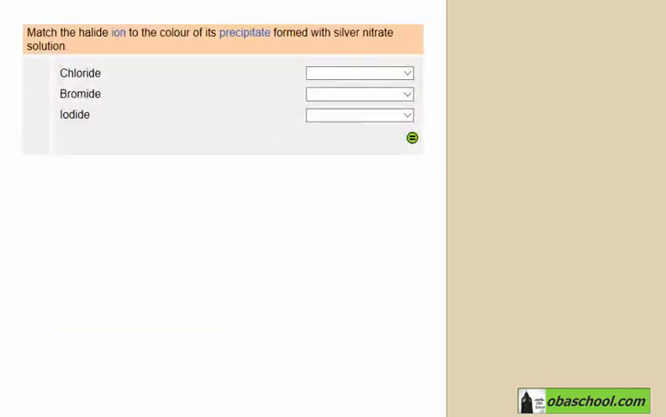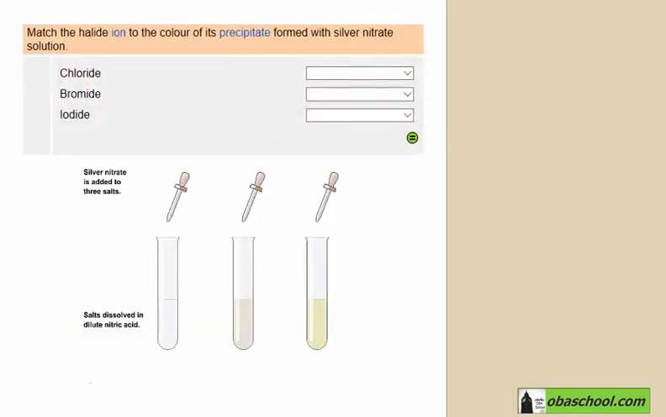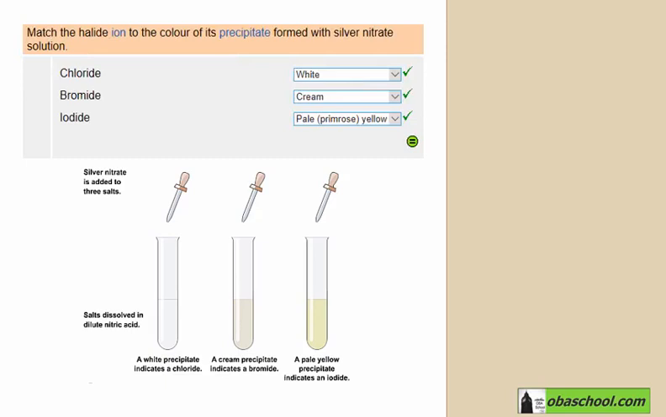So let's match the halide ion to the color of its precipitate formed with silver nitrate solution. What is the color of the precipitate if we have a chloride, if we have a bromide, or if we have iodide? Excellent. So if we have a chloride, the color of the precipitate formed with silver nitrate is white. If we have a bromide, it will be cream, and if we have iodide, it will be pale yellow.